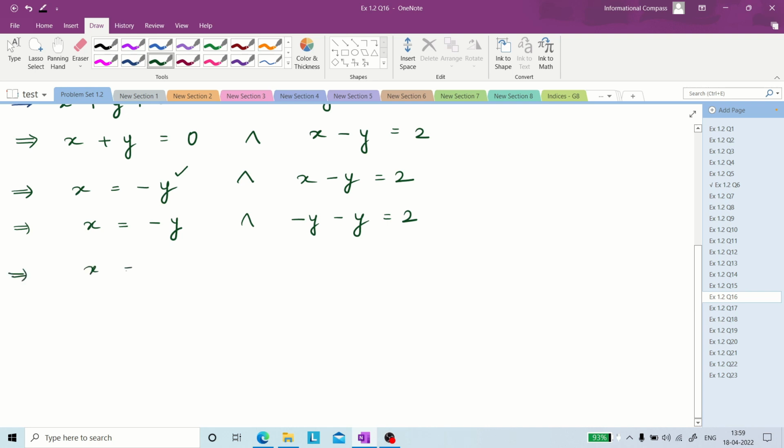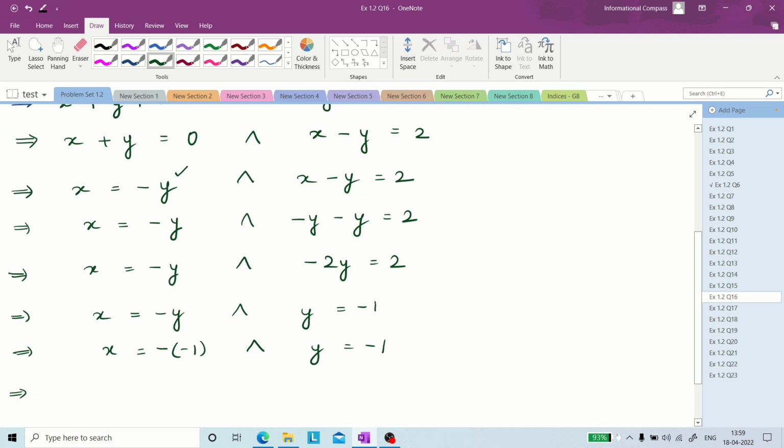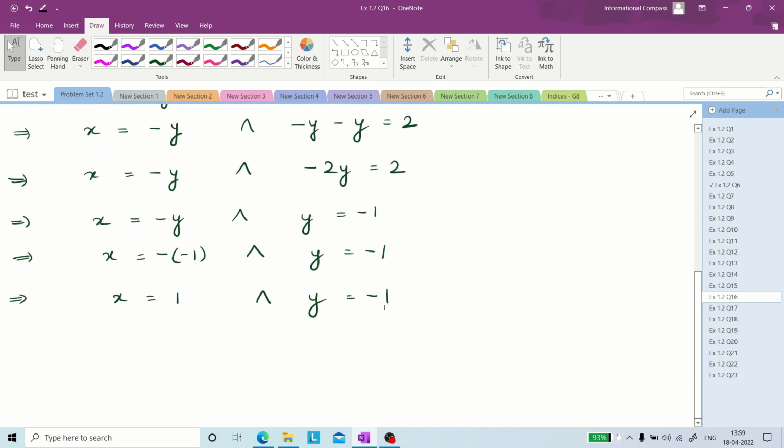So this is x is equal to minus y intersection minus 2y equal to 2. So what does this give us? This gives us x is equal to minus y intersection y equal to minus 1. Okay, great. Since y is minus 1, what will be x? x is equal to minus of minus 1 is, I'll write it down, intersection y equal to minus 1. This gives us x is equal to plus 1 intersection y is equal to minus 1.